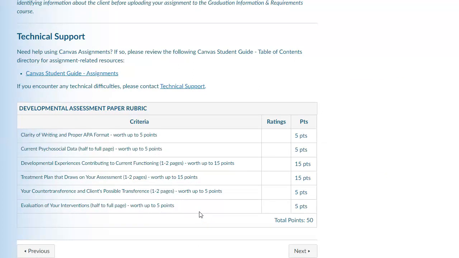You'll see the way that things are going to be graded here. The total points available would be 50 points. The most important part of your paper is going to be your developmental assessment and the treatment plan that draws on your assessment. That is worth over half of the points for the paper. So we want to make sure that those are really drawn out, that you've done some research and you've really thought about it, and you have drawn your treatment plan from the assessment that you provided.